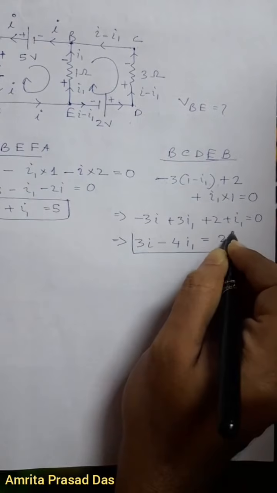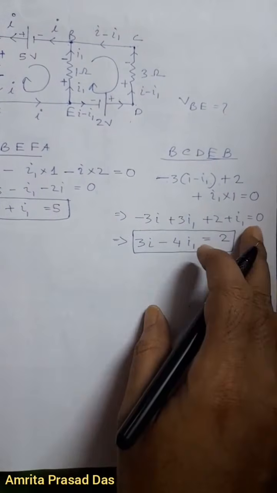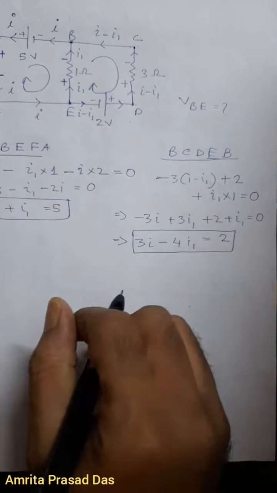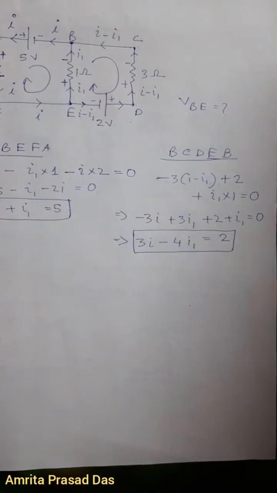This is another equation. Check this one: 3I minus 4I1 is equal to 2. Now we can solve these two and get the value of I1.